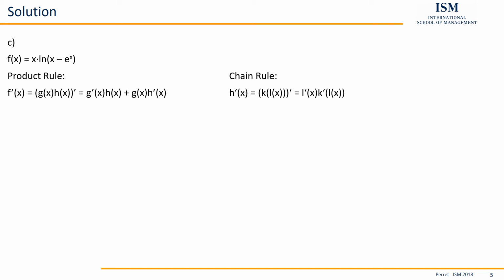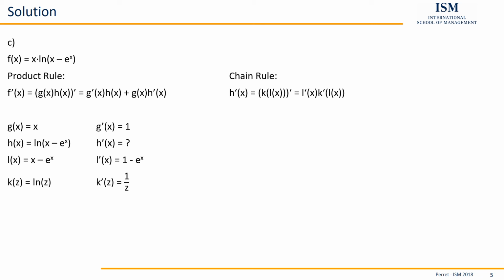If we start with the product rule, the first function on the left, that's g, is here our x. X derived for x is 1. Then we have the function on the right, our h, that's the ln of x minus the exponential function. Here we don't directly know the derivative, so for this function we need to apply our chain rule. Again we need an inner and an outer function. Here the inner function is called L, the outer function is called K. Our inner function is x minus the exponential function. X derived for x is 1, and the exponential function derived for x is again the exponential function. So this translates into the derivative 1 minus exp of x. Then we have the outer function, the ln, and the derivative of the ln is 1 by z.